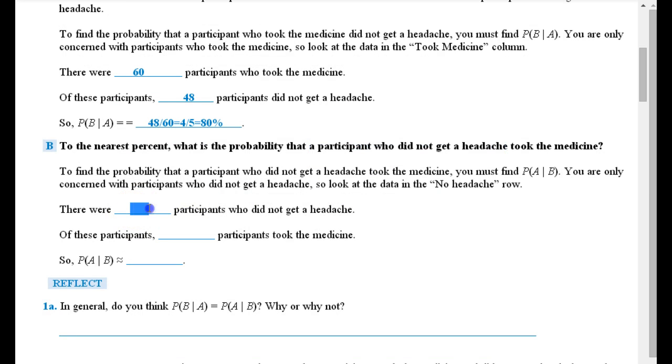So we're going to go down here. There were 73 participants who did not get a headache. Of these, 48 took the medicine. So the probability would be 48 over 73. I don't want to do that one in my head. I'm not that good. 48 divided by 73 equals, and I'm getting about 66%. It says to the nearest percent, so we'll say about 66%.